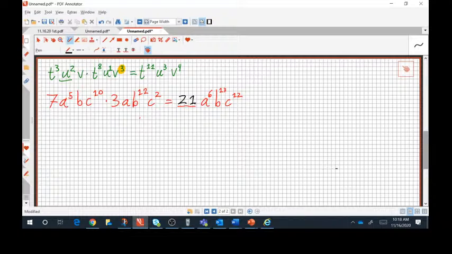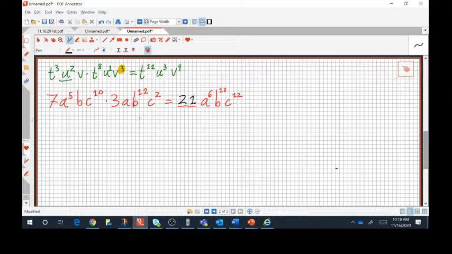A to the 6th, B to the 13th, C to the 12th. But wait a minute. Why on earth is it 21? Can someone explain why it's 21? Look at all these hands. Riley, I want to hear from you. I'm so sorry, guys. I can't hear Riley.